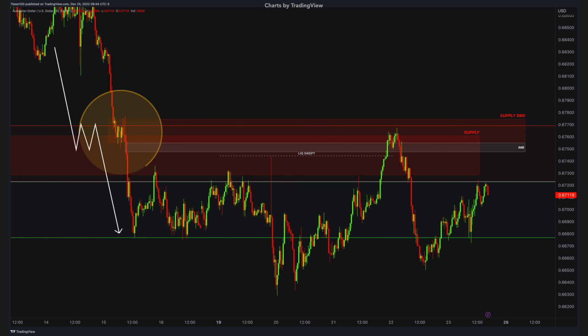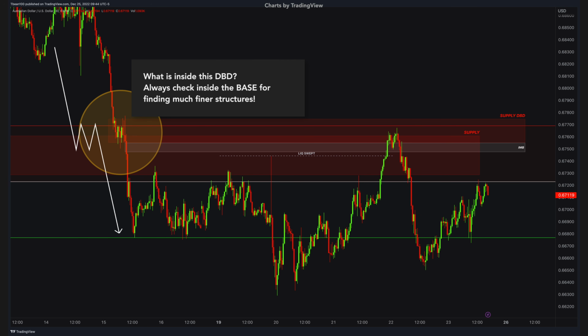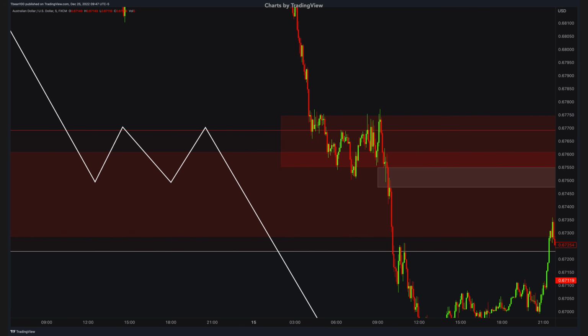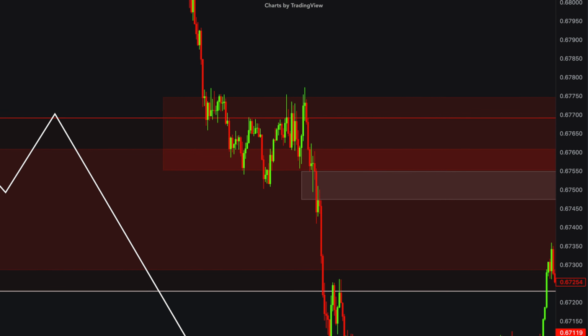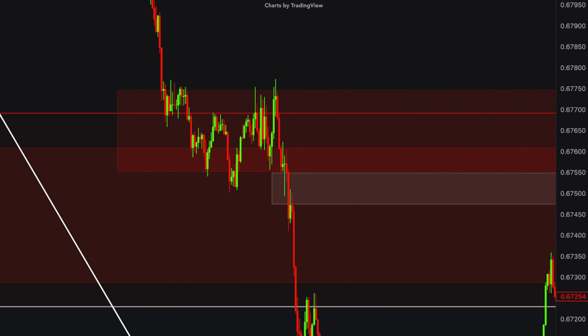Okay, let's open the 5-minute chart for scalping. But first, let's focus on this drop-base-drop area. I'll be checking what is happening inside this base. We are in the 5-minute chart. From now on, we will work with quiz-based teachings. I want you to identify the break, imbalance, and the order block inside this drop-base-drop.